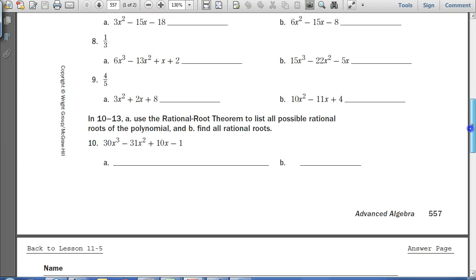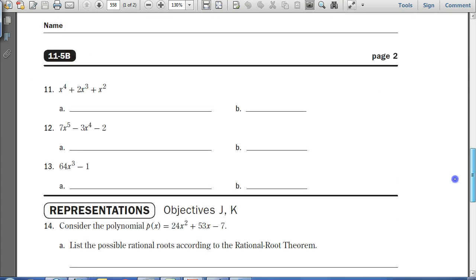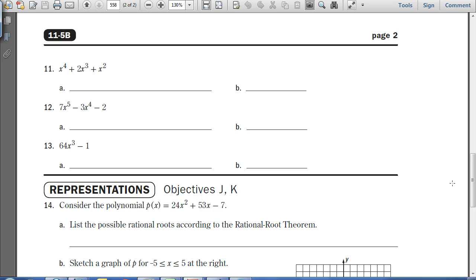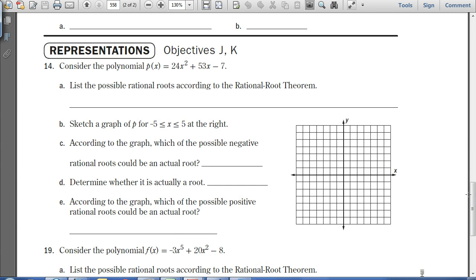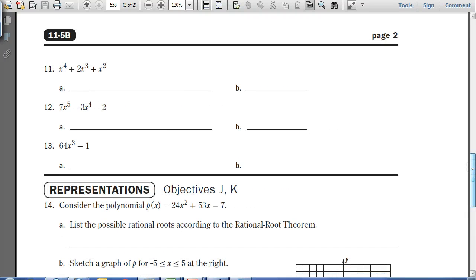Now, in your assignment, number 10 and number 12 are just like what we did in class. I'm going to have you skip 11 and 13 and also number 14. If you haven't caught that already, you don't have to do those 3 problems. 11, 13, and 14 you don't have to do.